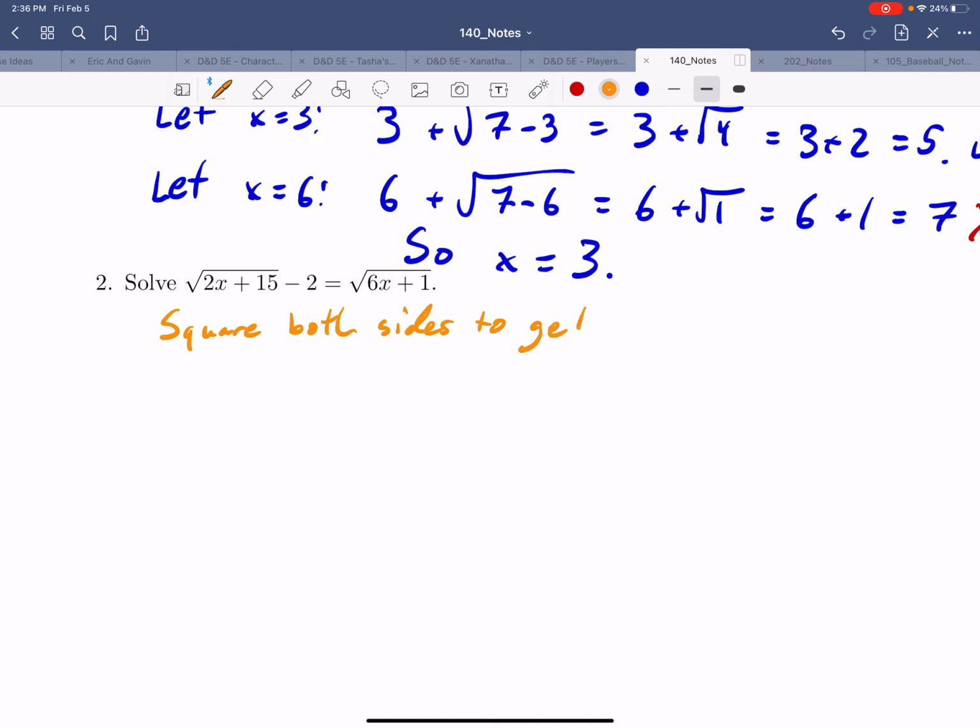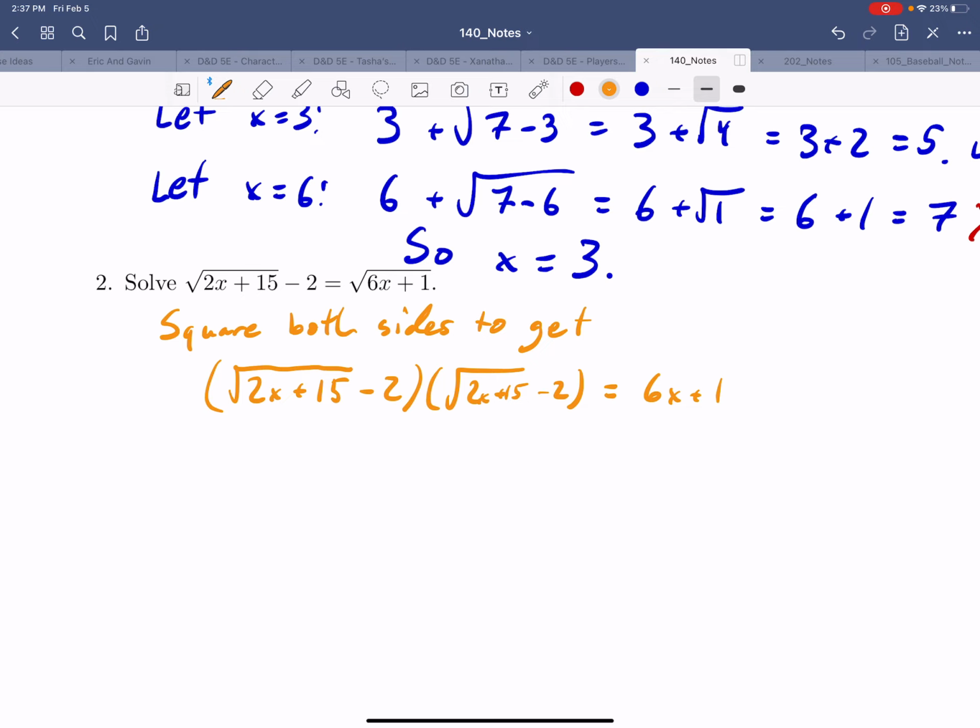Let's see what we get. We're going to get the quantity 2x plus 15, right? Actually, let me just do this out because I don't want to do this in my head. I don't want to confuse anyone. Let's FOIL this all out. I will just do this one out. The square root of 6x plus 1, when you square that, you're going to get rid of the radical. I hope we see that, okay?